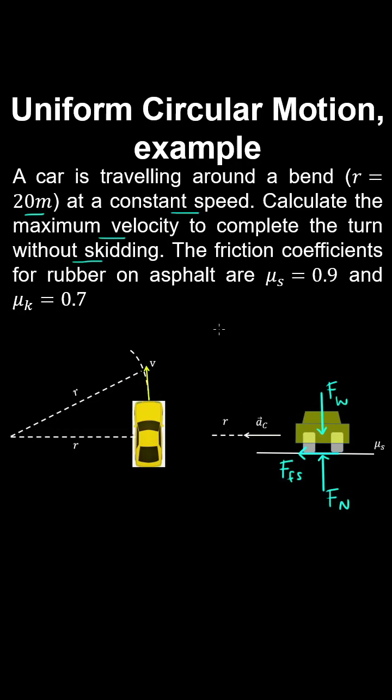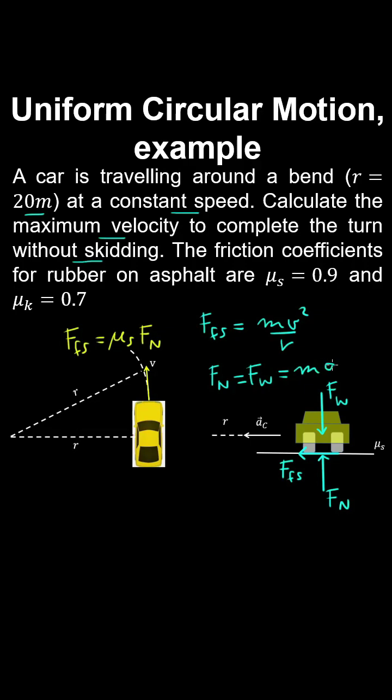Now, applying Newton's second law in the radial direction, and Newton's first law in the vertical direction, and recalling the relationship between static friction and the normal force, you can solve this equation for the normal force, where the force of weight is the mass of the car times the gravitational acceleration. Substitute the normal force into this expression for the static friction, and substitute the static friction into this equation, and you'll be able to solve for the maximum velocity for the car to complete the turn without skidding.